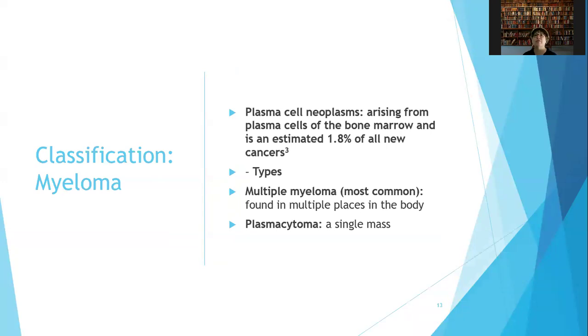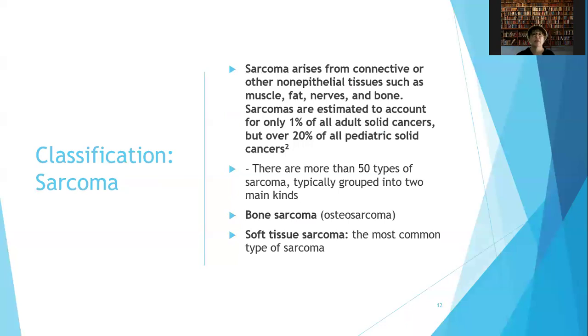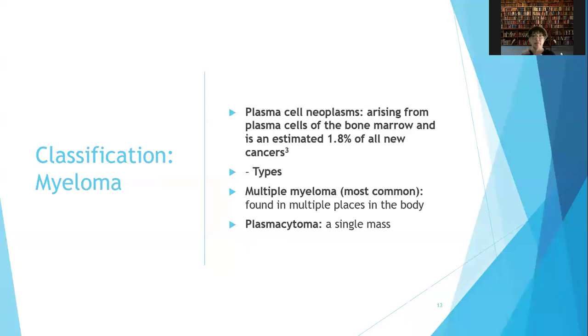Myelomas are plasma cell neoplasms arising from plasma cells of the bone marrow and are estimated at 1.8% of all new cancers. So you can have multiple myeloma, which is the most common, found in multiple places in the body, or a plasmacytoma, which is a single mass. The interesting thing about when you look at all these classifications, 80 to 90% are the carcinomas. Those are the ones we think about a lot. And so I'm going down in percentage in categories. So when somebody has a multiple myeloma, that's pretty uncommon.